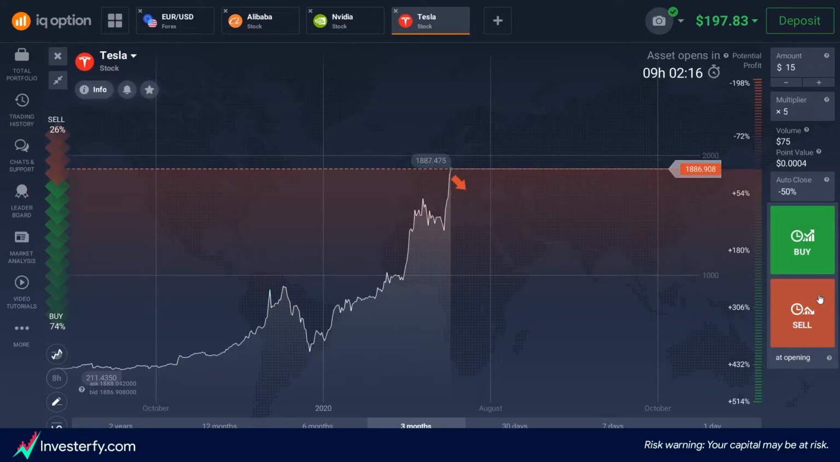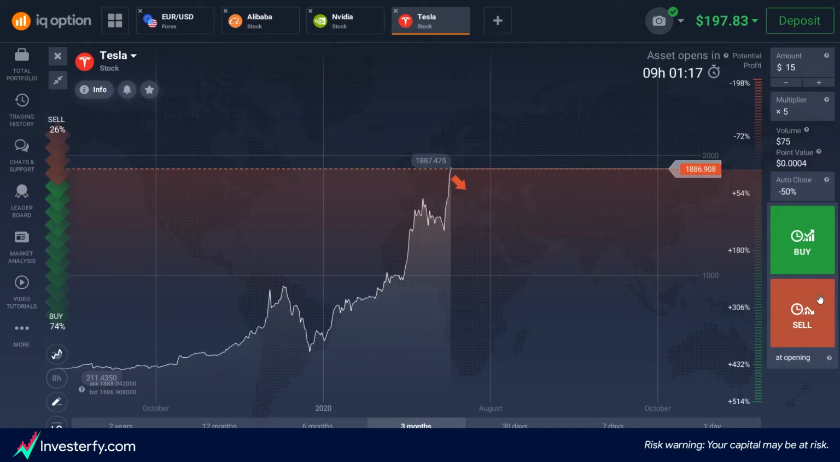So if I open a sell position on Tesla for example, and the price falls 10% from when I bought it, then my position will not grow 10% in value, it will grow 50% in value. Likewise, if I opened a sell position on Tesla and the price rose by 10%, the opposite direction of what I want, then my position would not fall 10% in value, it would fall 50% in value. Because again, the leverage works in both directions.